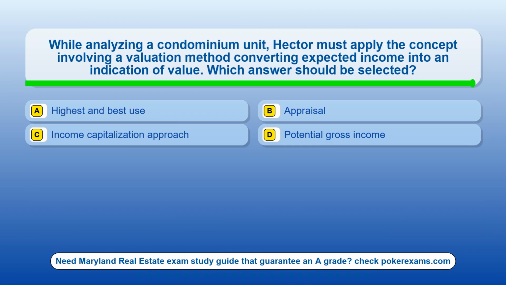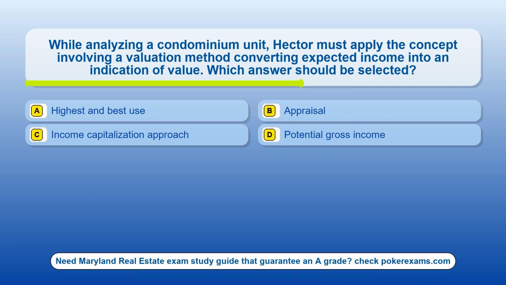Question 15. While analyzing a condominium unit, Hector must apply the concept involving a valuation method converting expected income into an indication of value. Which answer should be selected? Option A, highest and best use. Option B, appraisal. Option C, income capitalization approach. Option D, potential gross income.